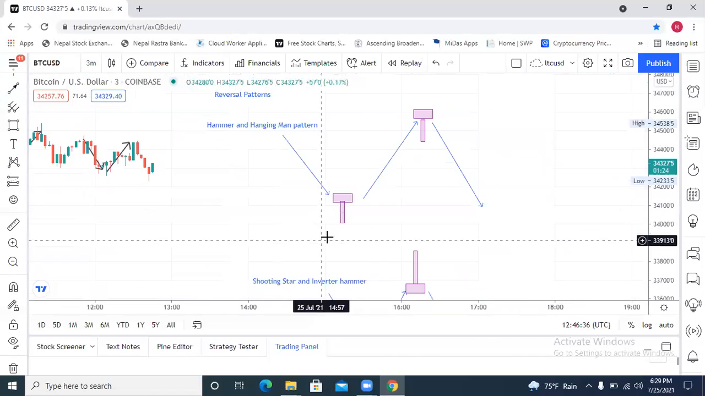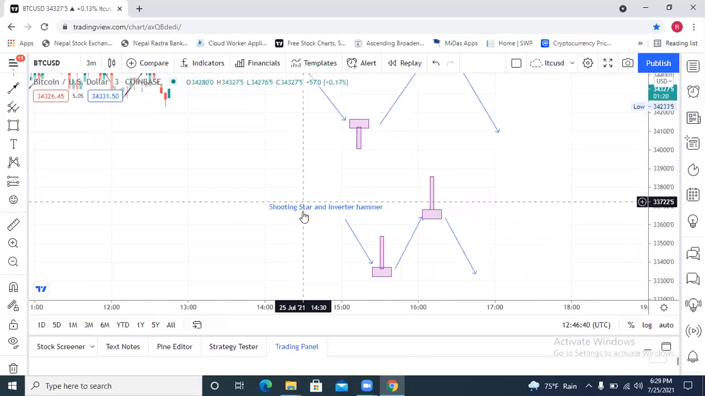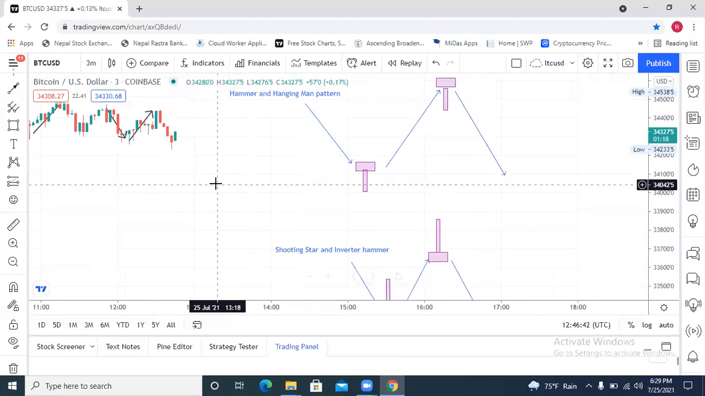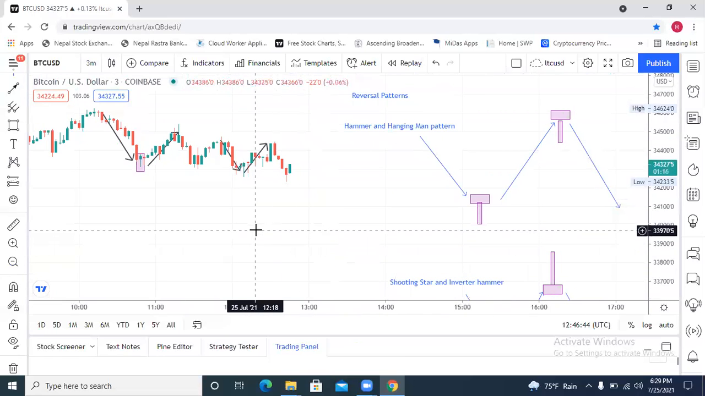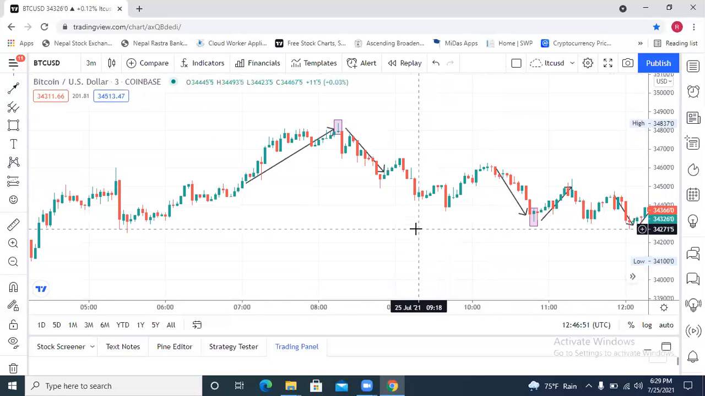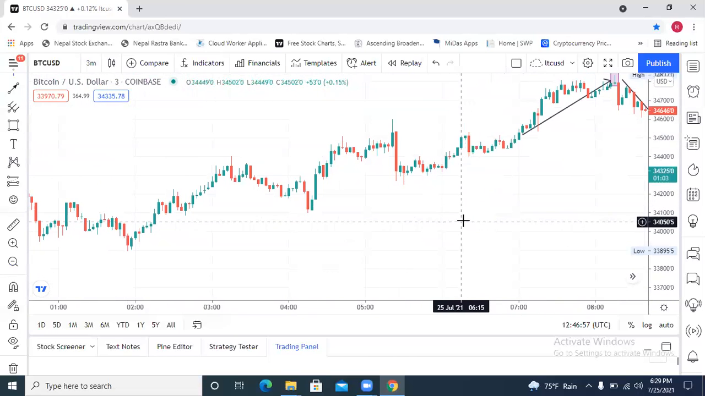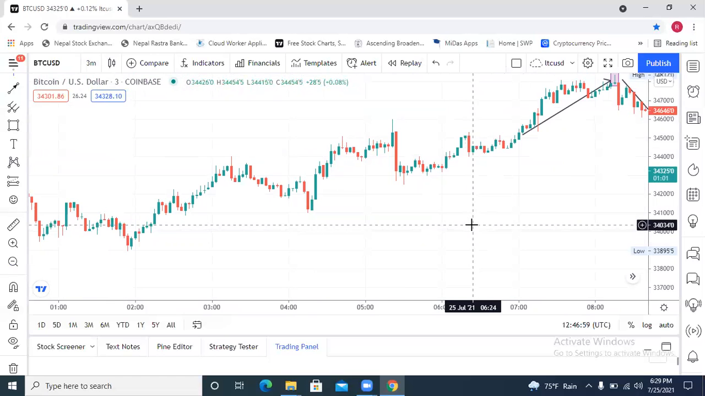Another thing over here is that in the hammer pattern, hanging man pattern, shooting star, and inverted hammer pattern, the color of the candle is not important. Remember that. Whether it's green or red doesn't have any meaning. We just need to understand the shape.